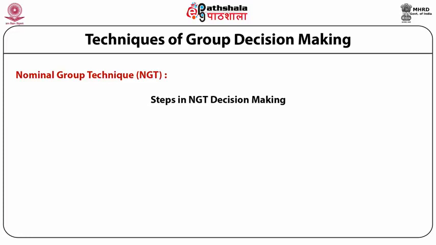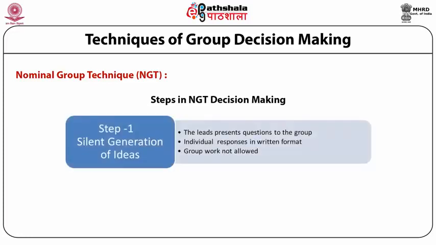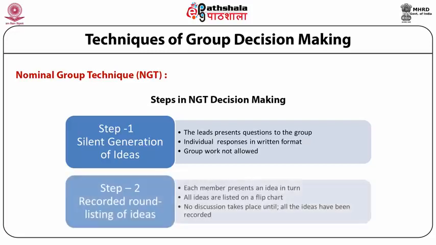Step 1 would be silent generation of ideas, where the leader presents the questions to the group, and the individuals respond in written format, where group work is not allowed. After this, they move on to the second step, which is a recorded round listing of the ideas, where each member presents an idea in turn. All ideas are listed on a flip chart. No discussion takes place until all the ideas have been recorded.